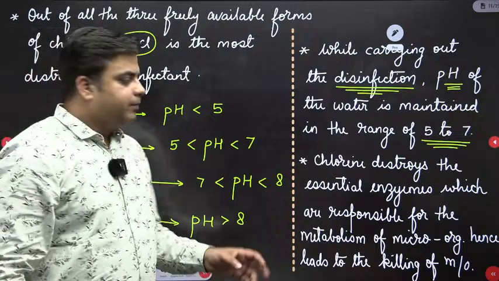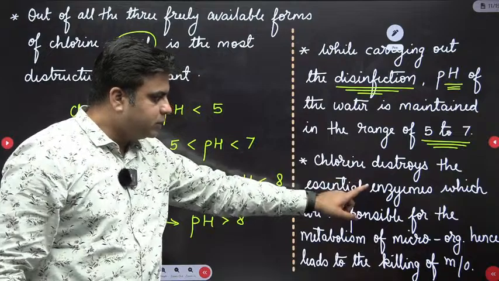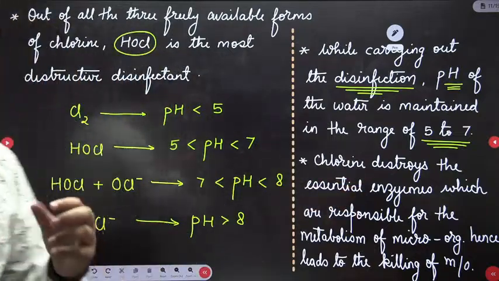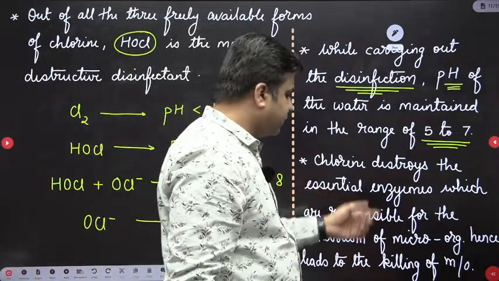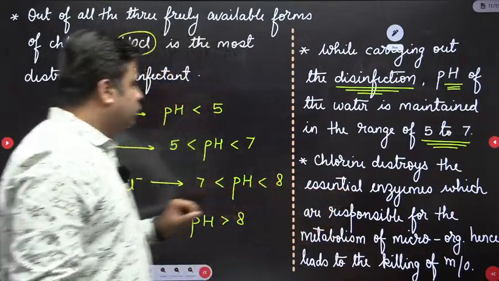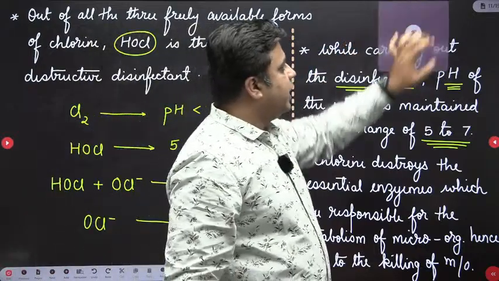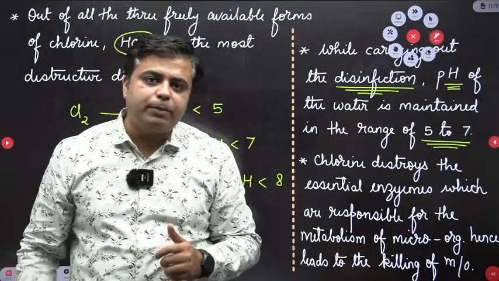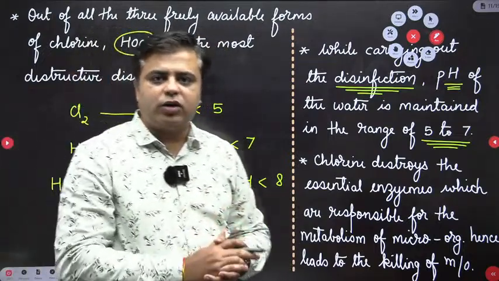So basically, this chlorine is responsible for destroying the enzymes, and these enzymes are responsible for carrying out the metabolism of the microorganism, hence leads to the killing of these microorganisms, right? So this is one part of adding the chlorine. When you add chlorine, chlorine will also react with the ammonia present in the organic matter, and this organic matter is present in the water, right?